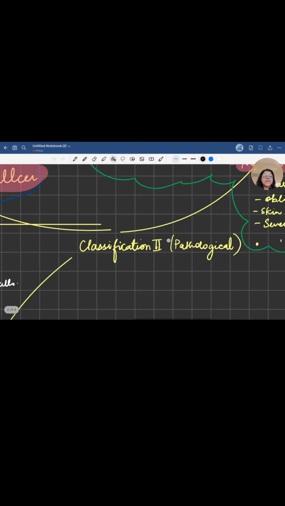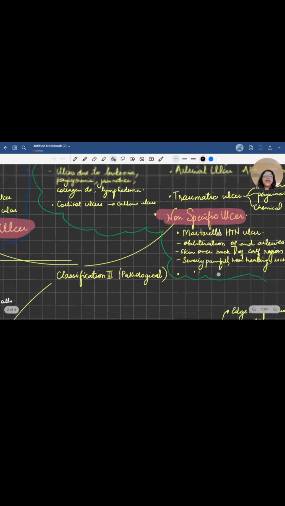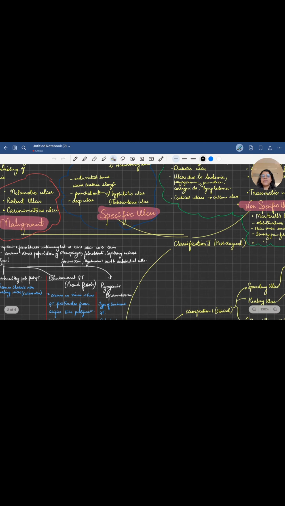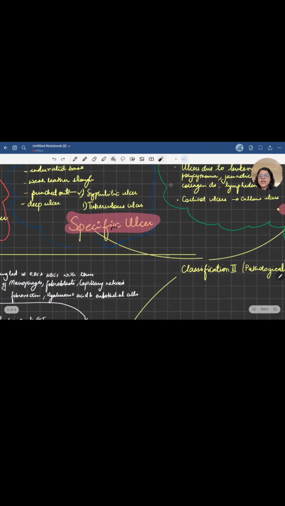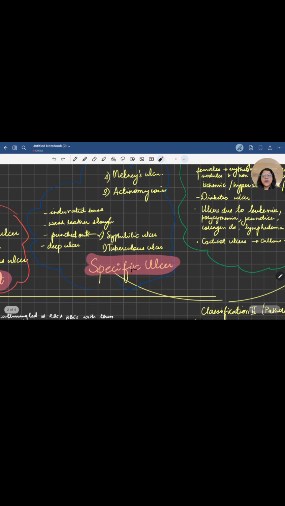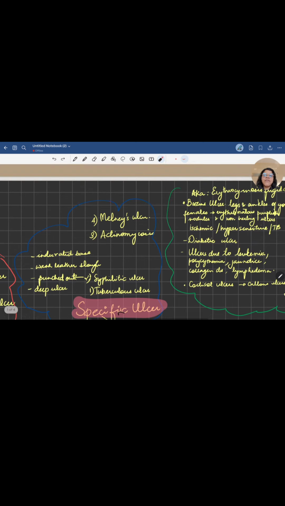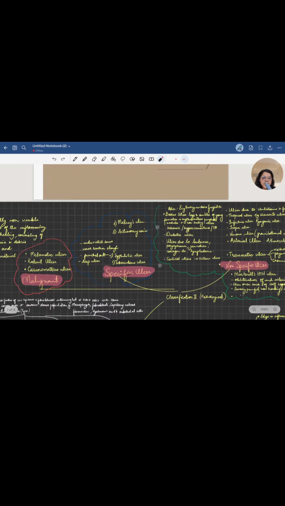Next, we come to classification, that is pathological. In pathological, there are 3 types. There is malignant, specific ulcer, and then there is non-specific ulcer. So, if I talk about specific ulcer, you have tuberculous ulcer, syphilitic ulcer. Tuberculous is a deep ulcer, syphilitic is punched out, with washed leathery slough, indurated base. Then you have actinomycosis and Meleney's ulcer. These are the specific ulcers.